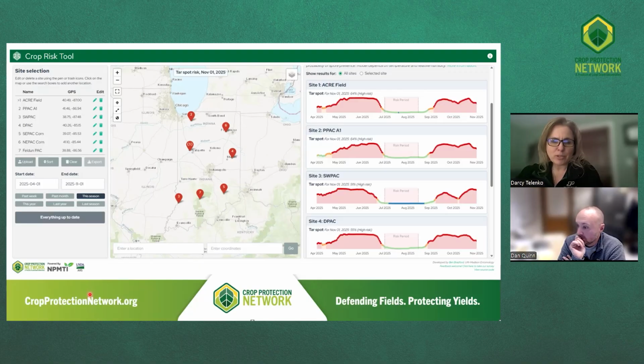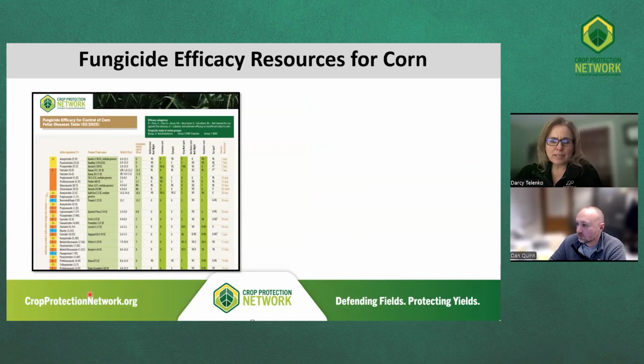The crop risk tool has tar spot modeling available. It also has a gray leaf spot model and a Gibberella model. So there are 3 tools available for looking at corn foliar disease risk. In addition, as you're trying to make that assessment and determine what fungicide you may want to use, we have a fungicide efficacy table. We are currently updating it, and hopefully a new one will be released next month or so in February. That table is available for foliar diseases in corn, and you can cross-reference which disease is of most concern on your farm.